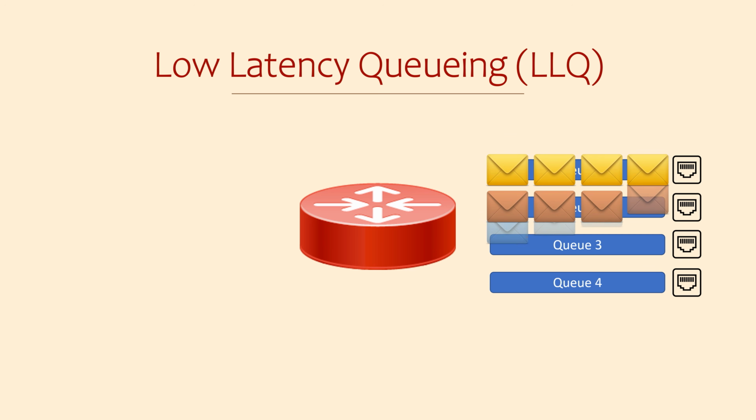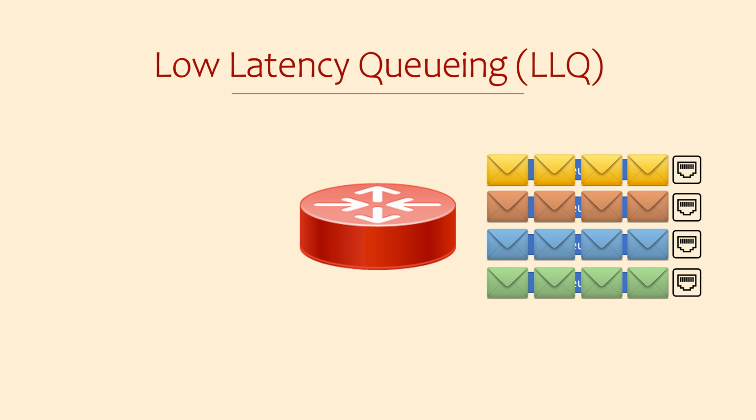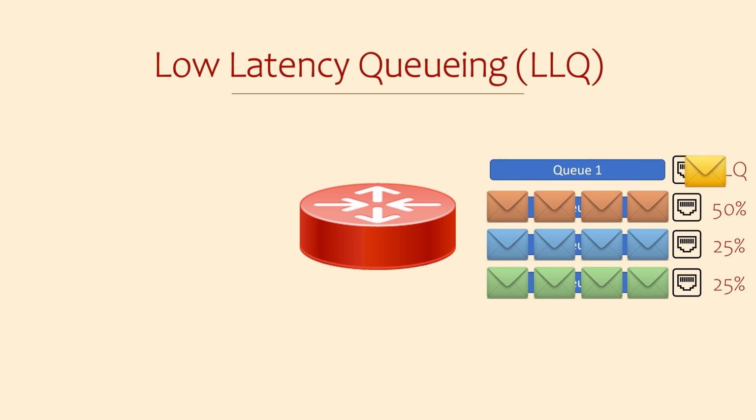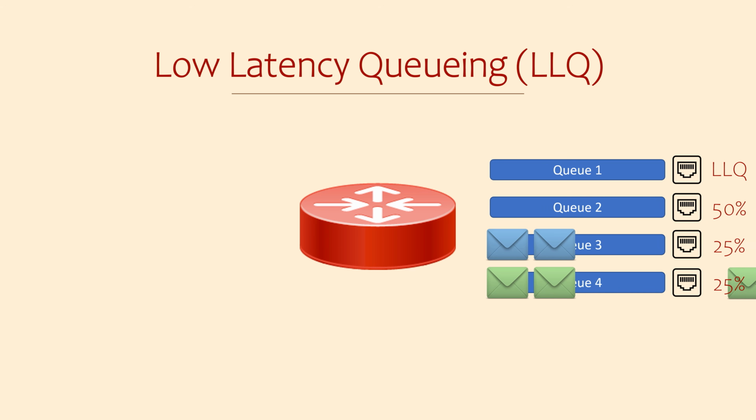To find some balance, you could use low latency queuing. This is a hybrid between class-based weighted fair queuing and strict priority. One queue is the priority queue. This is where you put your real-time traffic. The CBWFQ scheduler services the remaining queues as normal. So the priority queue bypasses the CBWFQ scheduler and is always served first.